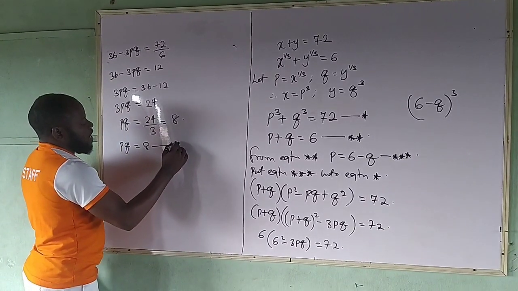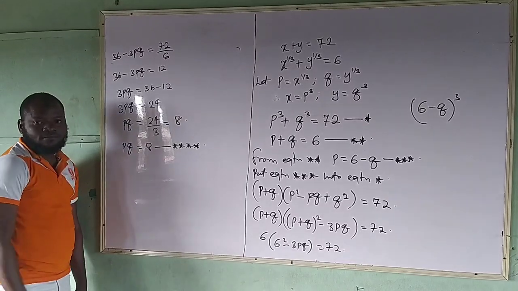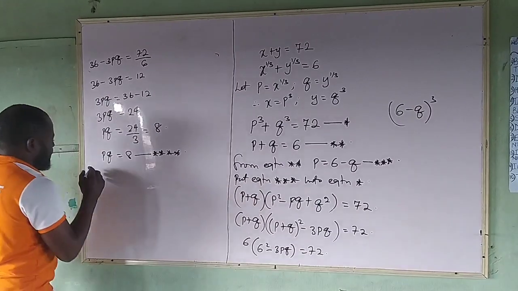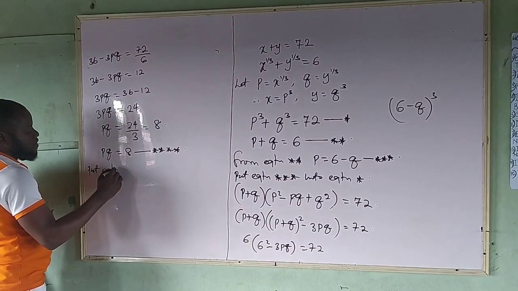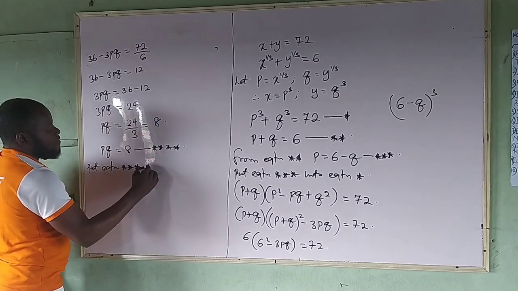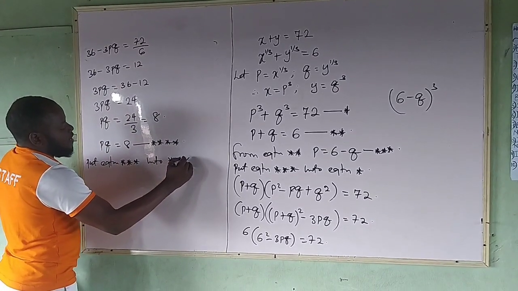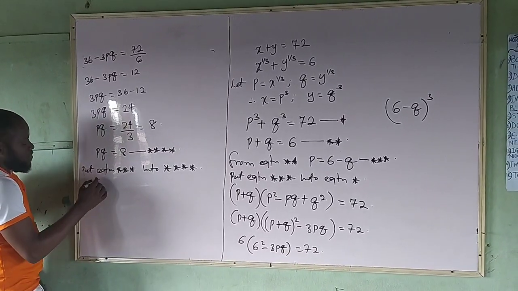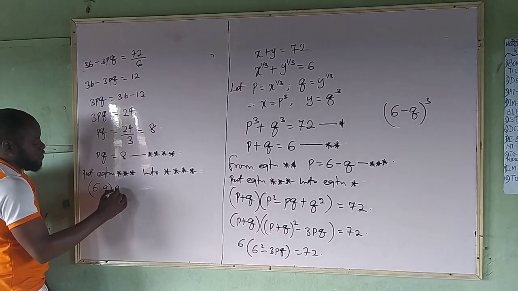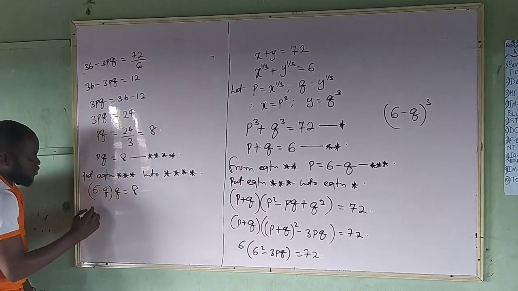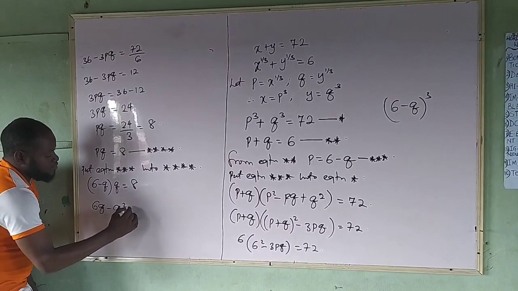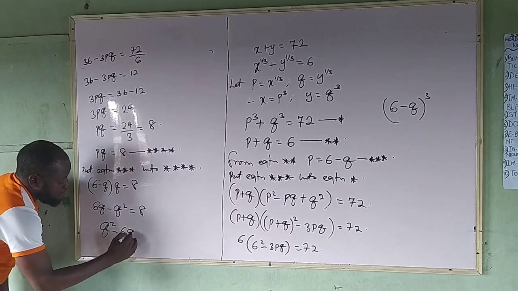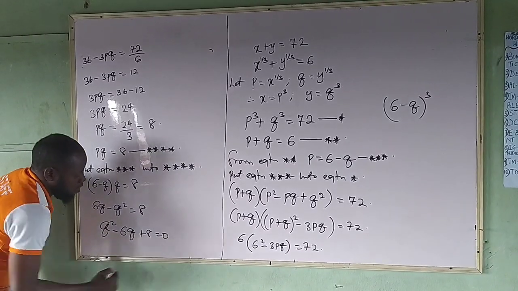Call this equation star, star, star. So equation star, star, star can be useful now, right? We just put equation star, star, star into star, star, star. That means anywhere we find p, we replace it with what? 6 minus q, multiplied by q equals 8. And this will be 6q minus q squared equals 8. So collect the like terms. You have q squared minus 6q plus 8 equals 0.